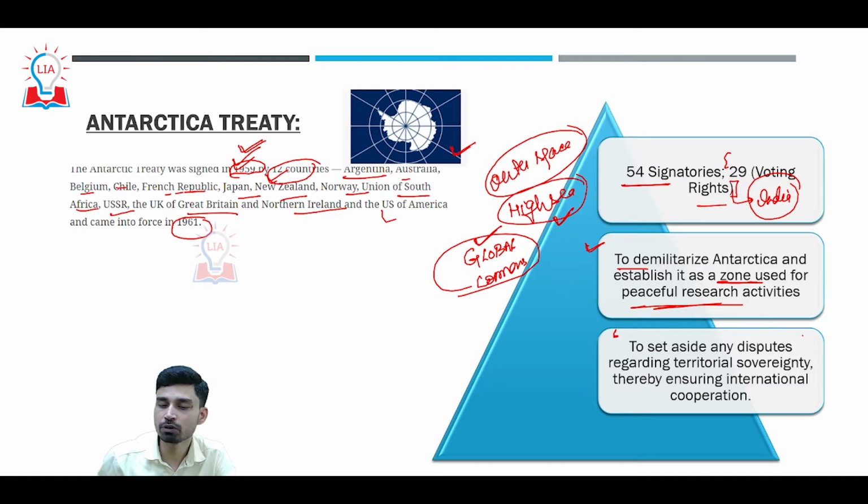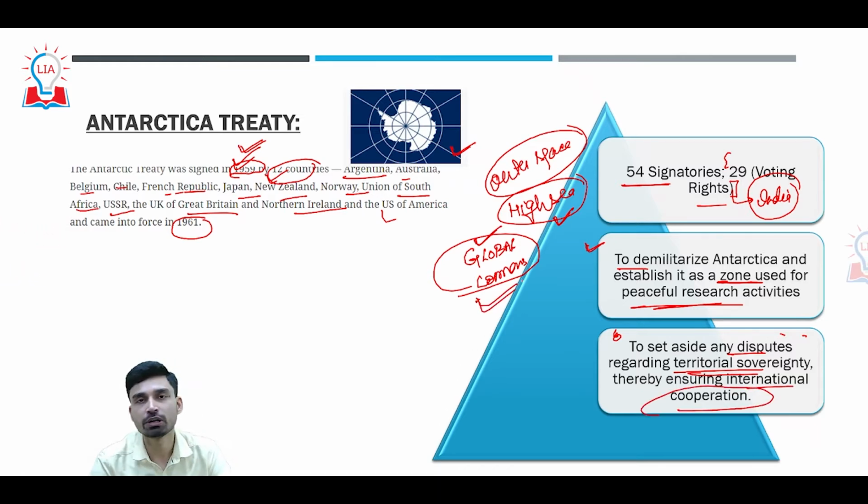The second objective was to set aside any dispute regarding territorial sovereignty, so that any country cannot claim that Antarctica is our land or belongs to that particular country. Such claims will not be entertained, and thus international cooperation can be ensured in Antarctica, which is a very good example of global commons. If we look at the present scenario, the Antarctica Treaty has been successful to a very significant extent, because at no time has any conflict arisen between different countries regarding jurisdiction or their rights over Antarctica, which is very different from the Arctic.